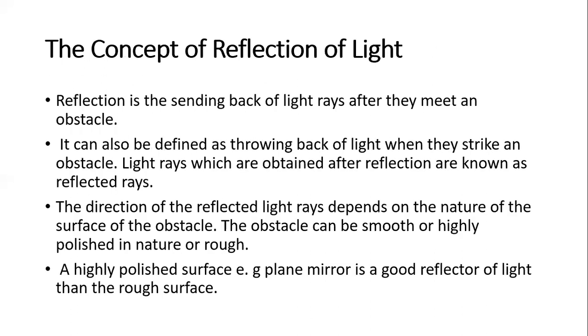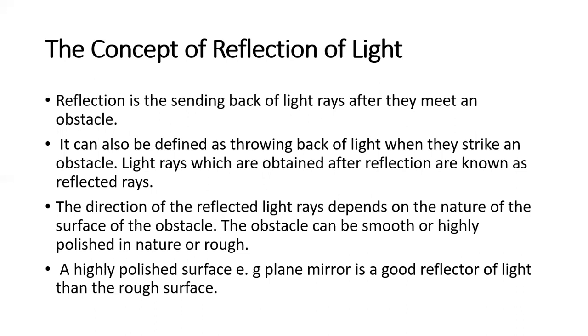Let's see the concept of reflection of light. Reflection is the sending back of light rays after they meet an obstacle. It can also be defined as the throwing back of light when they strike an obstacle. Light rays which are obtained after reflection are known as reflected rays. The direction of reflected light rays depends on the nature of the surface of the obstacle.